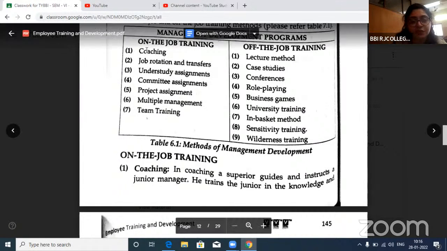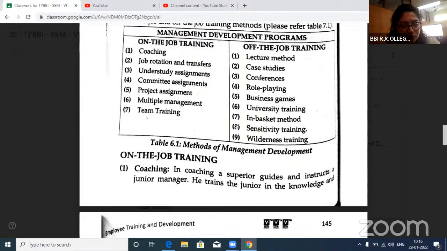Now, the first one, coaching. What do you mean by coaching? Guiding, instructing. The way I am coaching you, I'm giving you guidance for a particular subject like HRM, like SAP. I'm guiding you as to how to attempt the paper, how to attempt each question when it comes in the paper. Aren't we giving you guidance? So coaching is similar to guidance only, telling and guiding how to do work.